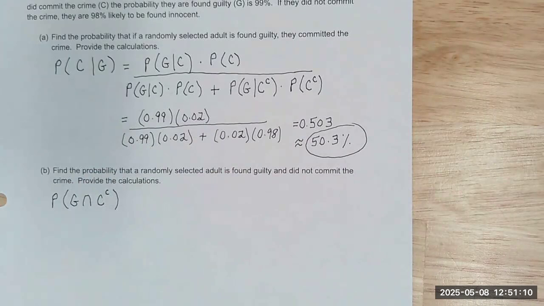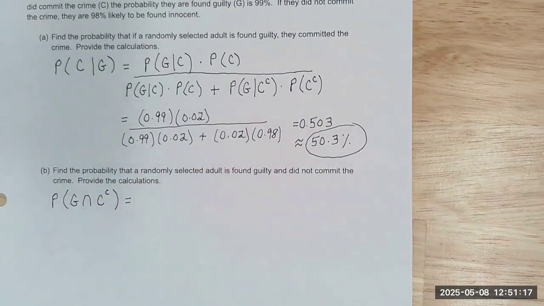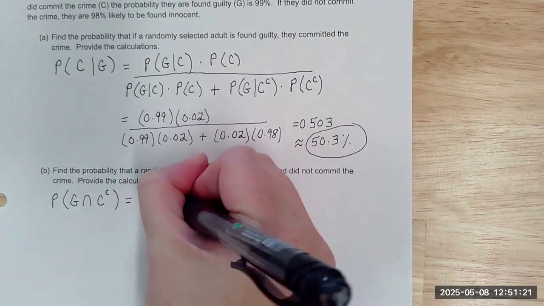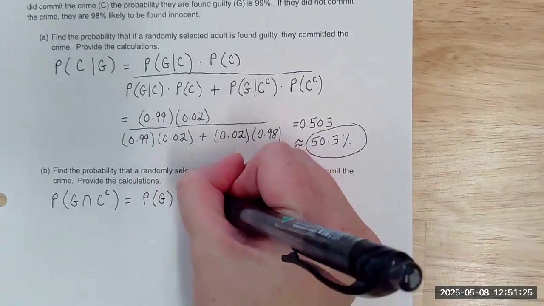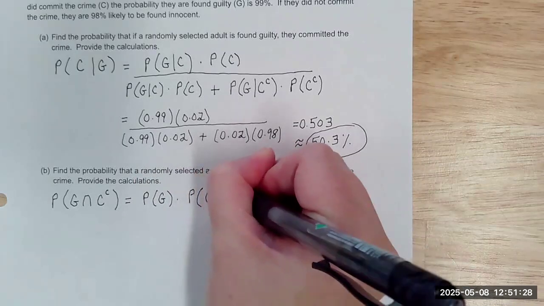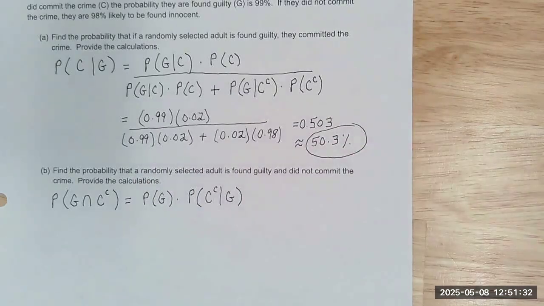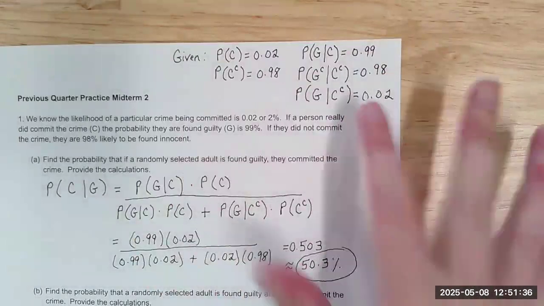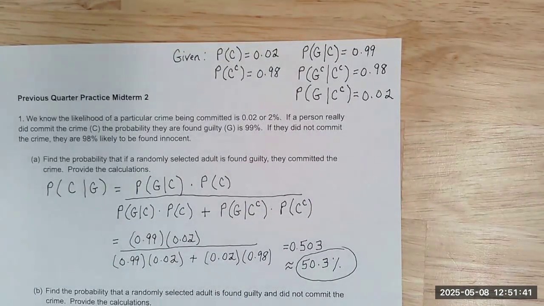Okay. Now, here's where people sometimes get stuck when we go to look at our formula sheet for this one. G given C complement, the way it's written on our formula sheet says that we would do the probability of the first thing, G, times the probability of C complement given G. And if we do that, we look up here at what we're given and I go probability of G. I don't have probability of G. And so I might think that I have to go do some extra calculations.